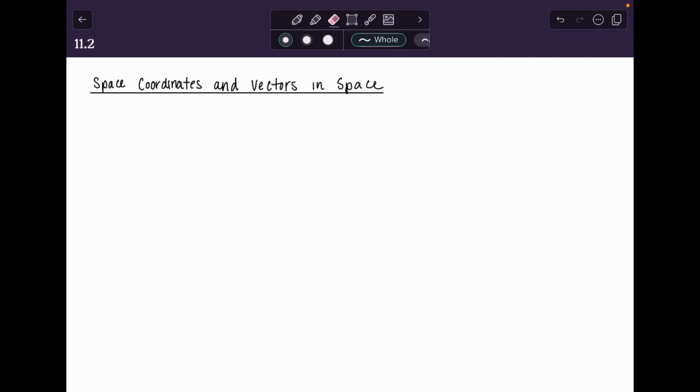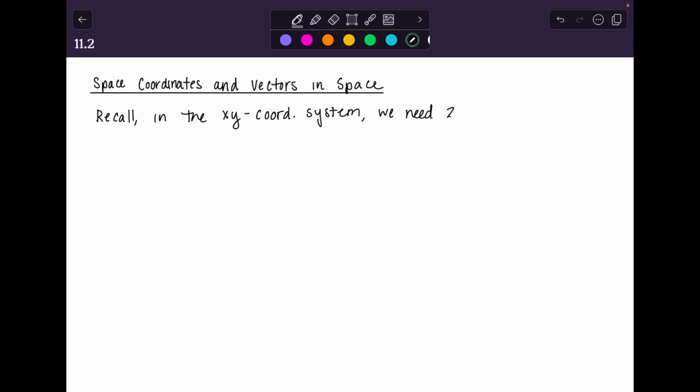What we're going to go through now is talking about three dimensions more formally. So we're going to start by just going back to two dimensions. So recall, in the XY coordinate system, or R2, we needed two values to plot a point.